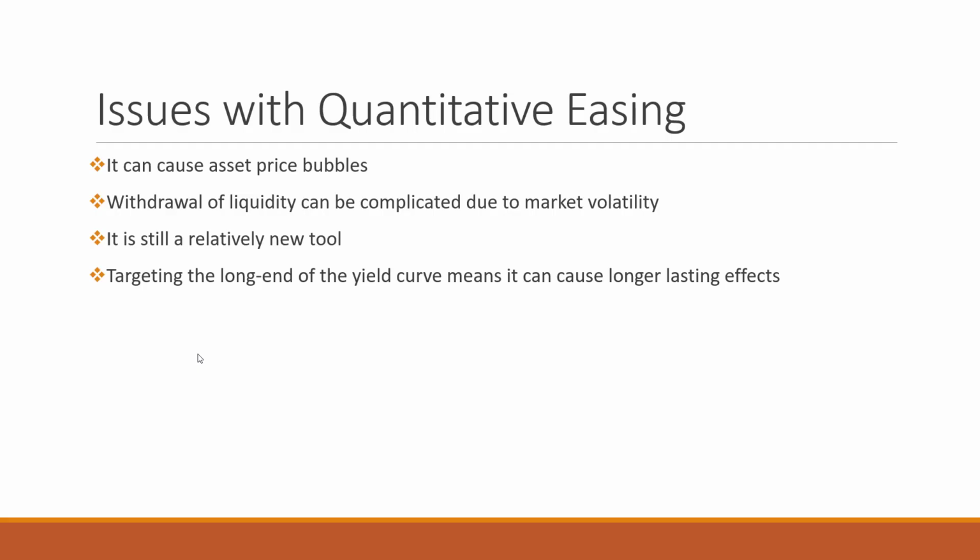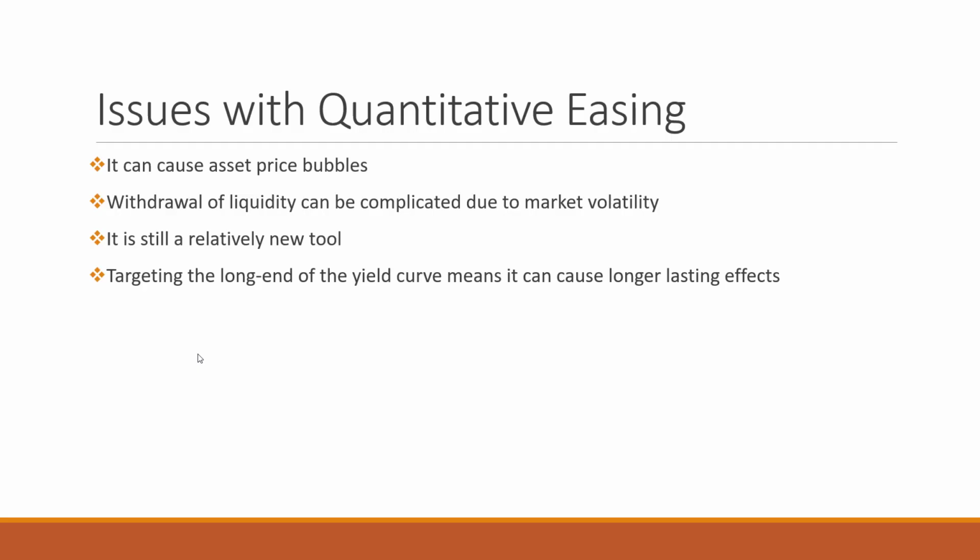So one of the problems with QE is it can cause those asset price bubbles, and then when you get the reversal of QE, which is quantitative tightening, or QT, that can cause a lot of volatility and panic in the markets, because all of a sudden a lot of liquidity is being taken away. And because of that, the withdrawal of the liquidity can be quite complicated. The central banks, when they decide, okay, the markets are fine now, we can reduce the amount of QE, we can start to take this money out, it's not as simple as when they put the money in.